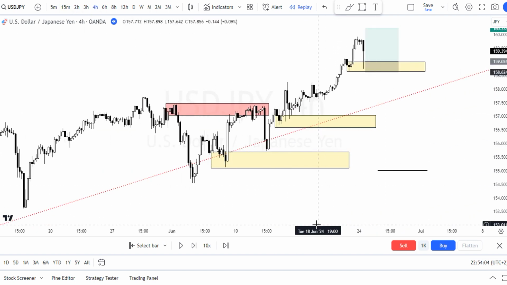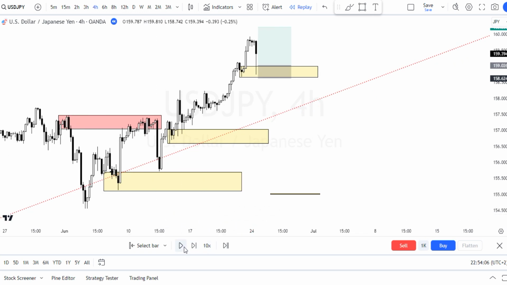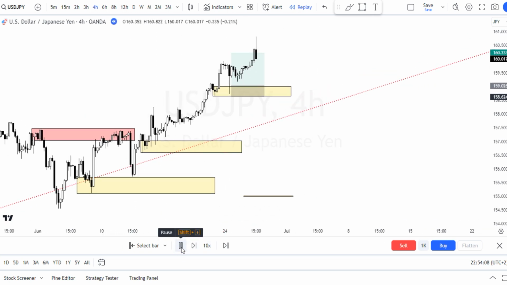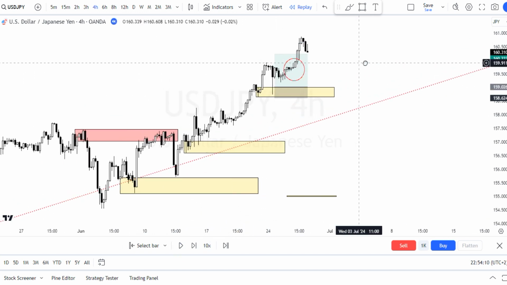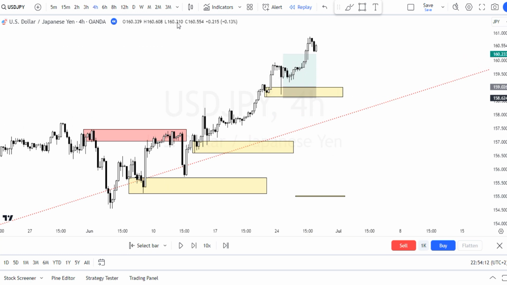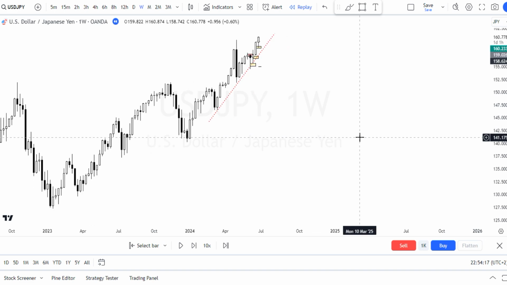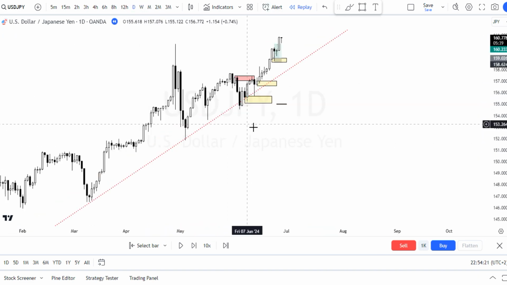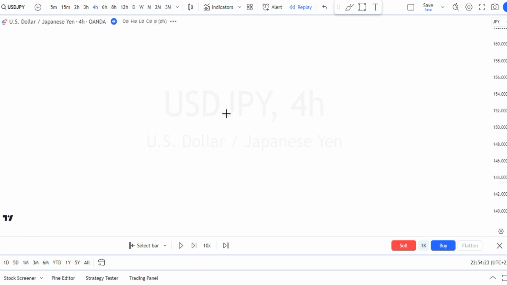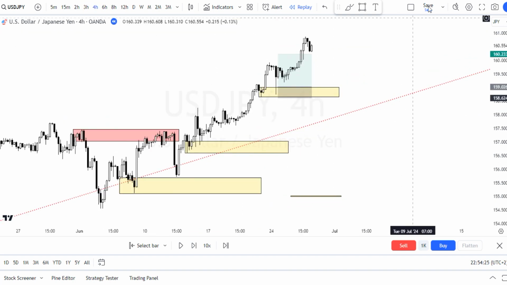So let's see, and you can see that I made 3R. What I did here is pretty simple. If you go through every time frame, weekly the market is trending up, daily the market is trending up, and of course in the 4-hour chart you must trade them if you get a signal.